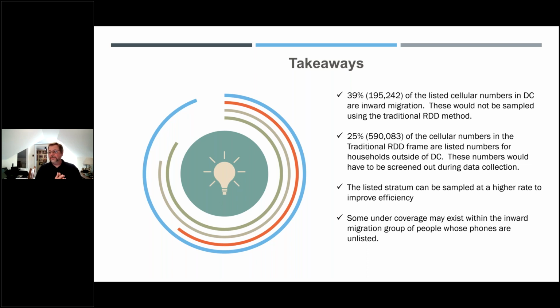And one thing I do want to point out, and which many of you are probably aware of, there's always going to be some undercoverage, and that undercoverage will exist with people who have migrated into your geography of interest, your sample frame geography, whose phones are unlisted. So they're not included in the frame because we don't know where they are. They're just completely unidentifiable at this point. So that's where you're going to incur some undercoverage, just to make that point clear.